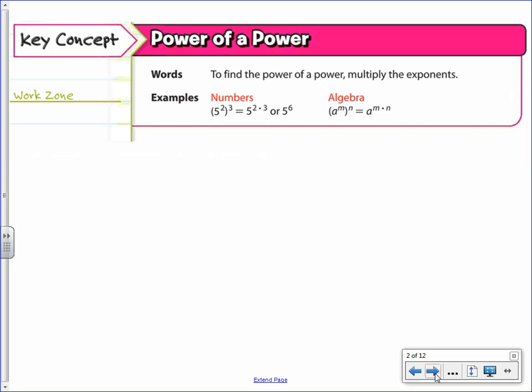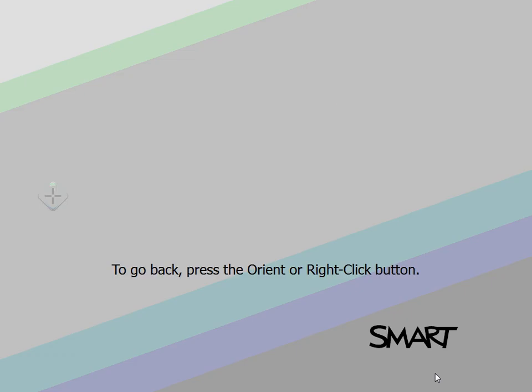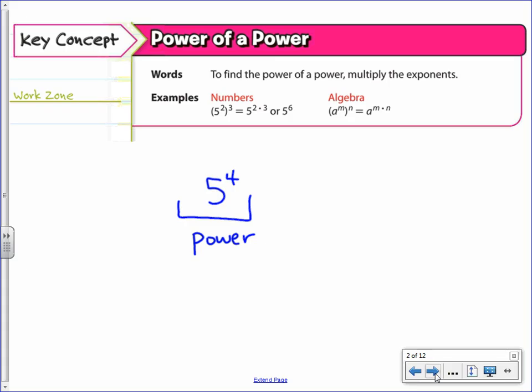So the first concept says power of a power. And I talked about this in lesson 1 or lesson 2, where I said the base is 5 and the exponent is 4. And together they make a power. I said that some of you might have learned that another name for an exponent is a power. And here is where we really can take that into consideration. So we're going to take this power, 5 to the 4th, and raise it to another power, or an exponent.